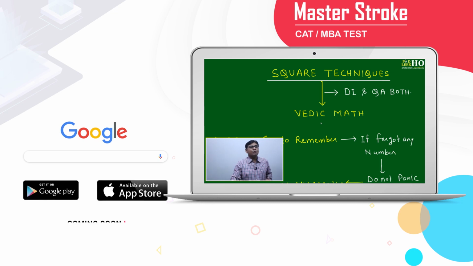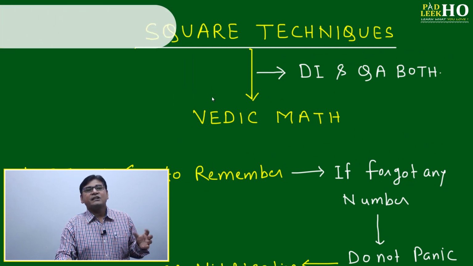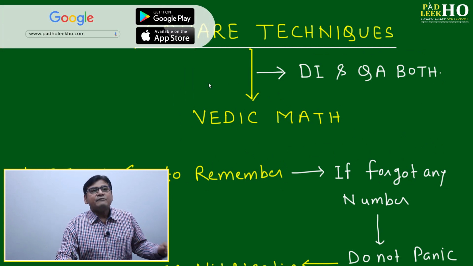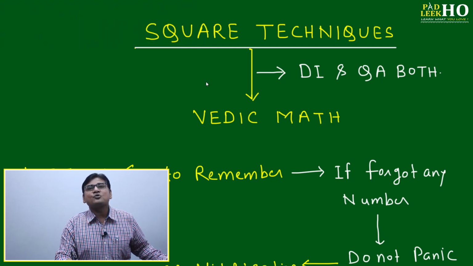I am going to discuss one of the master strokes that is very useful for your DI and quant, and that is called your square technique. It means how to make any number a square, and how to get the very best technique, which is called master stroke. Here we are going to discuss how to make any number a square, or how to get the square of any number.